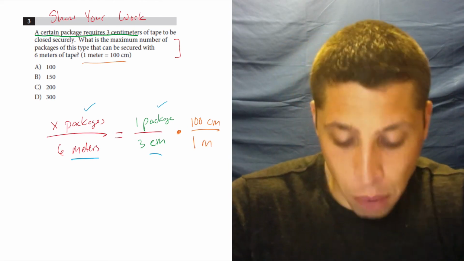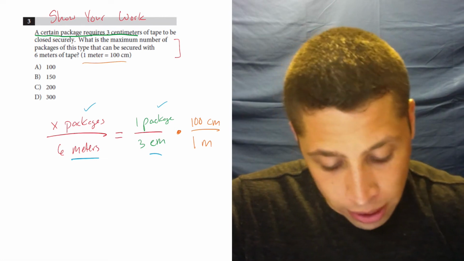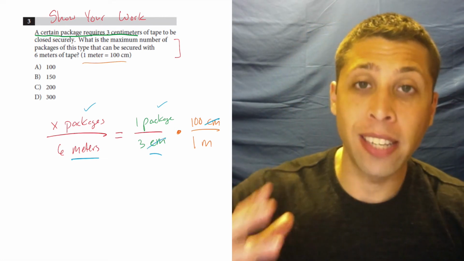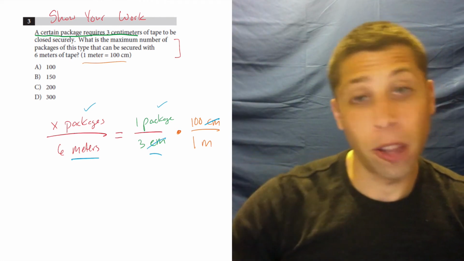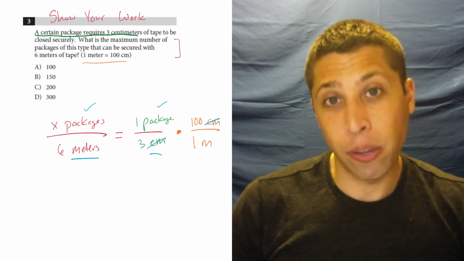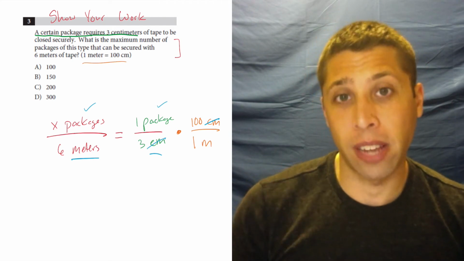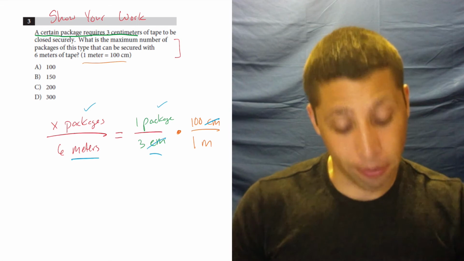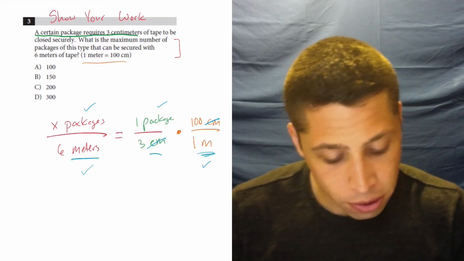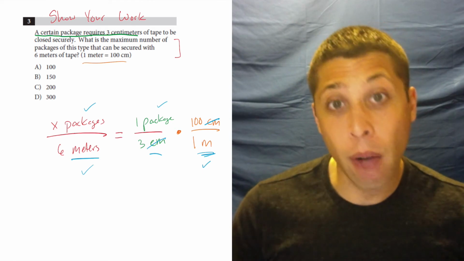And because of the properties of fractions, what this lets me do is cross out centimeters. Because remember, with fractions, anytime we have something on the top and on the bottom, it goes away. Normally we do that with numbers. In this case, we're doing that with units, but the principle is the same. Top and bottom cancels out. And that leaves me with what I want. Now I have meters to meters. And now I can do the math.